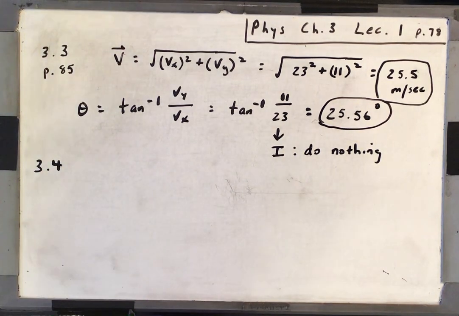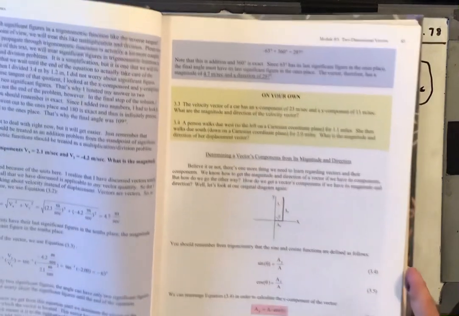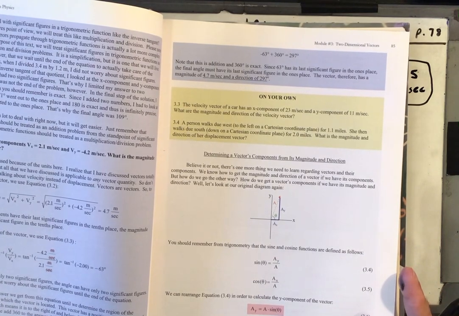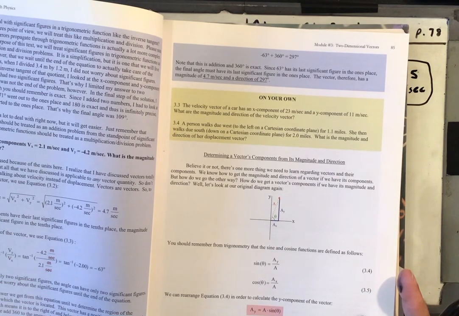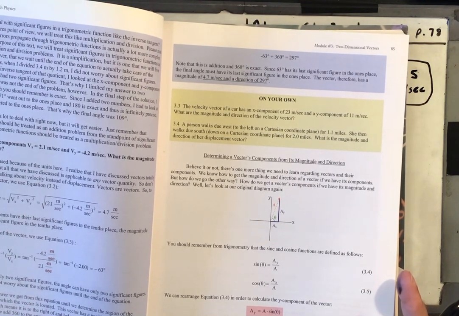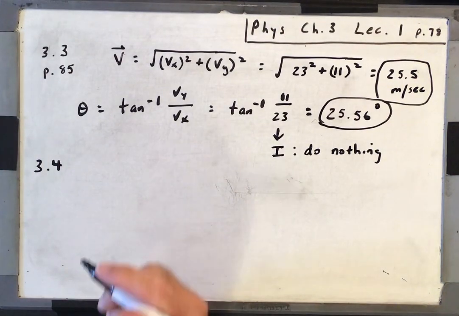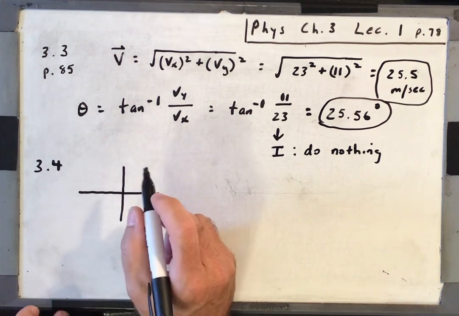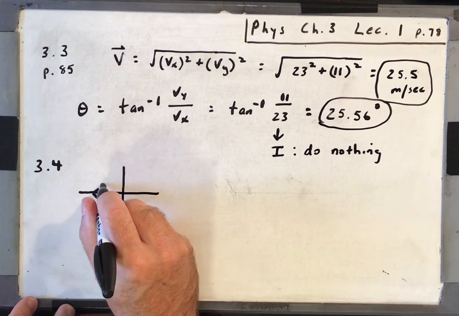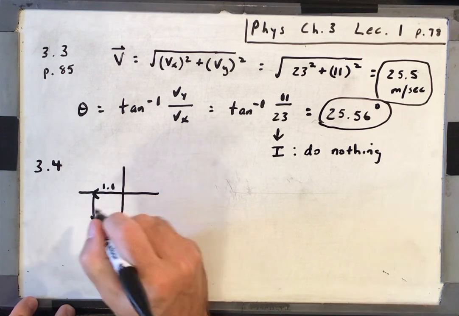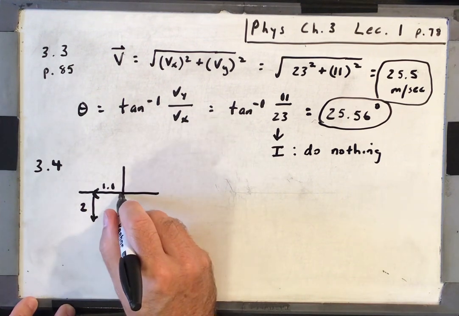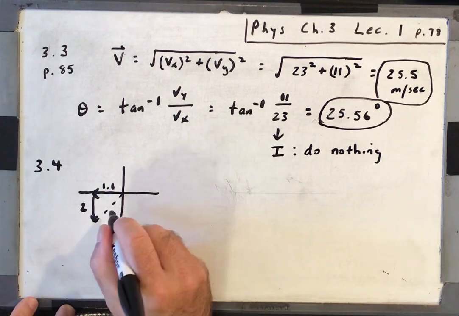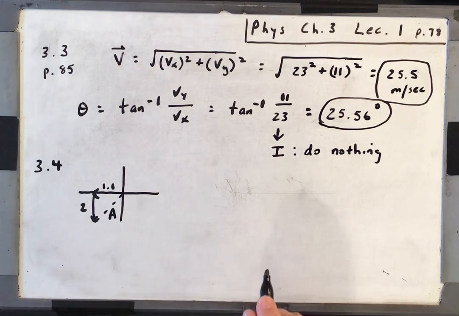All right, 3.4 says a person walks due west, to the left on a Cartesian coordinate plane, for 1.1 miles and then walks due south, down on a Cartesian coordinate plane, for 2 miles. What's the magnitude and direction of her displacement vector? So this lady is walking 1.1 miles to the left and then down 2 miles. We want to know the magnitude and direction of the displacement vector. We can call that anything we want. We'll just call it vector A.